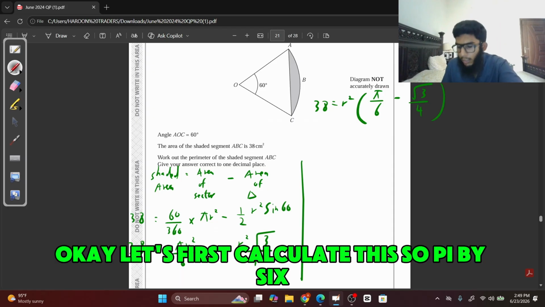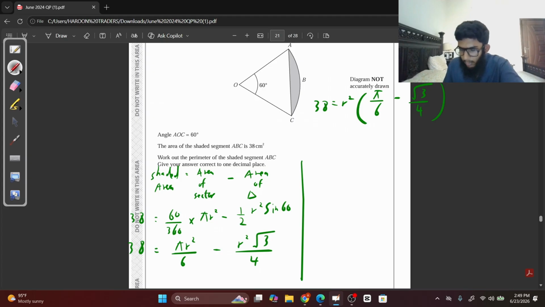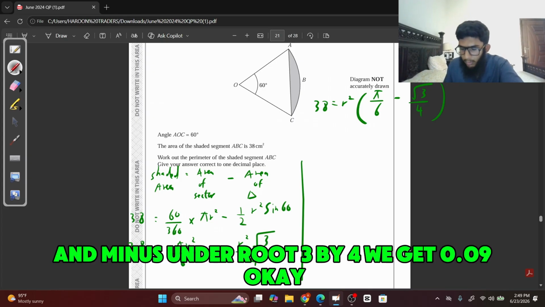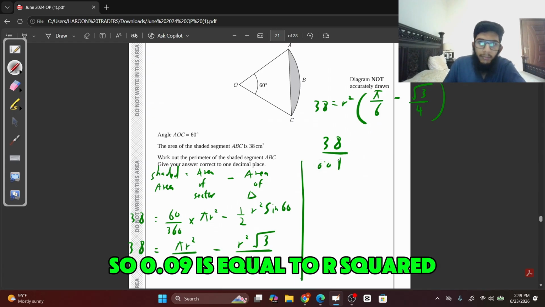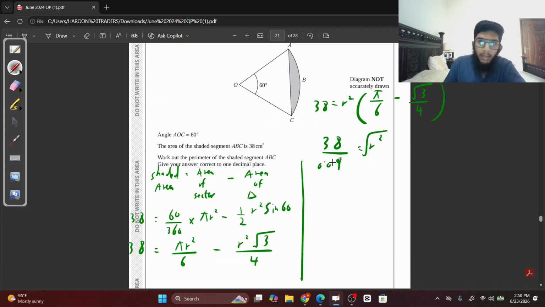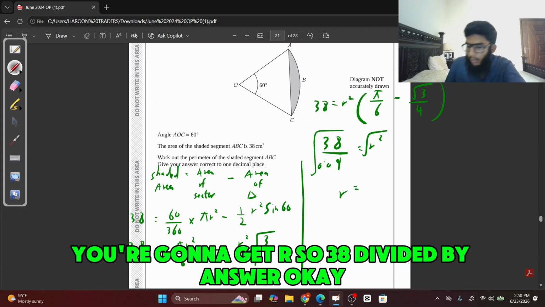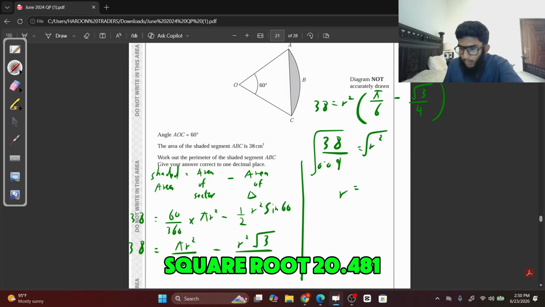Okay, let's first calculate this. So pi by 6 minus root 3 by 4. You get 0.09. Okay, so 38 divided by that, so 38 divided by 0.09 is equal to r squared. Take the square root on both sides. You're going to get r. So 38 divided by answer. Okay, square root, 20.481.